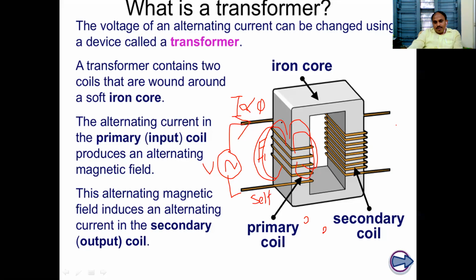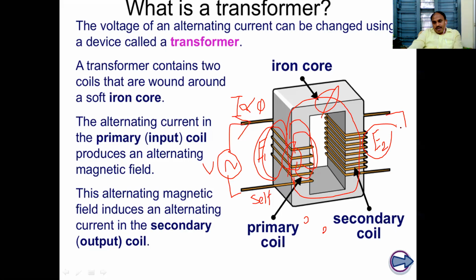So the flux produced by the primary links with the secondary by passing through a lower reluctance path. The flux produced by the primary passes through the iron core and links the secondary coil. EMF will be induced in the secondary coil. That is E2, called the mutually induced EMF. So self-induced EMF E1, mutually induced EMF E2.